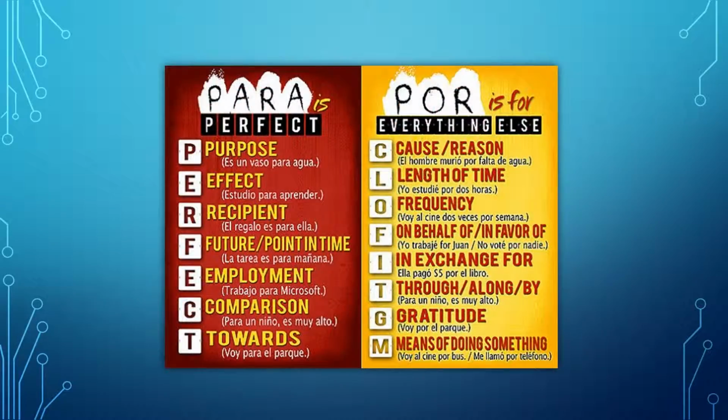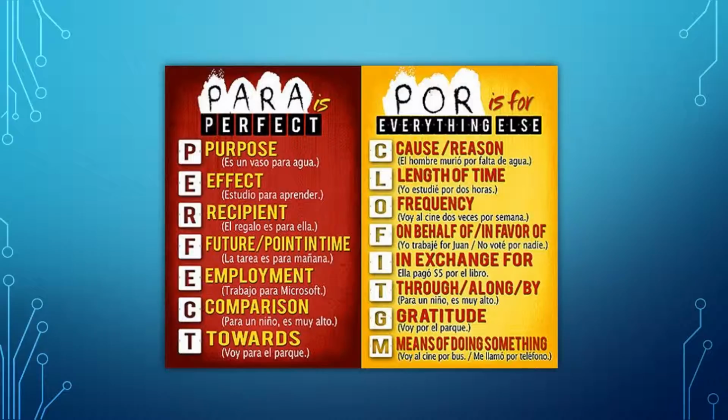I found a way that would make it a little bit easier at first if you want to go ahead and try to memorize it this way. Para is perfect. So purpose, effect, recipient, future, point in time, employment, comparison, and toward. So if you can memorize that, perfect. And then everything else is por. So por is everything else.